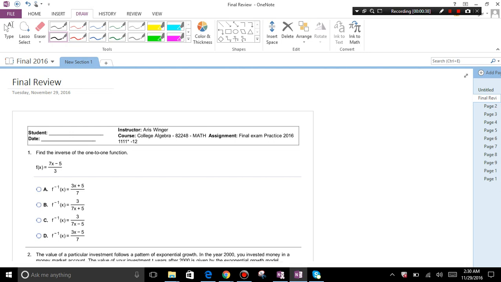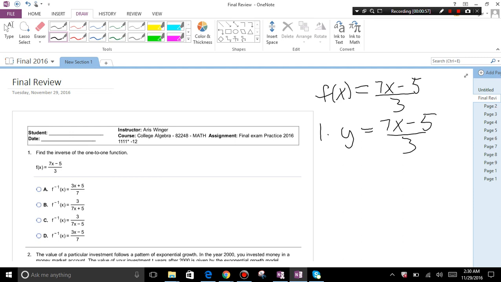So you have f of x equal to 7x minus 5 over 3. And the first step you do is you set y equal to 7x minus 5 divided by 3. So that's the first step. And then, let me make this thicker. Then you solve for x.